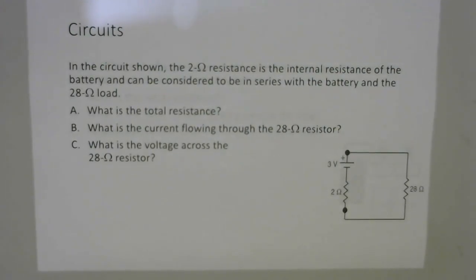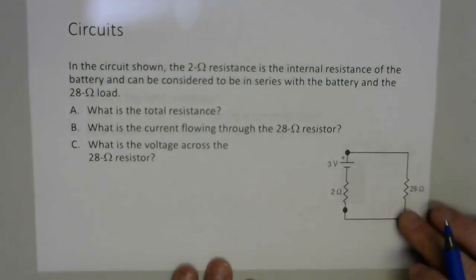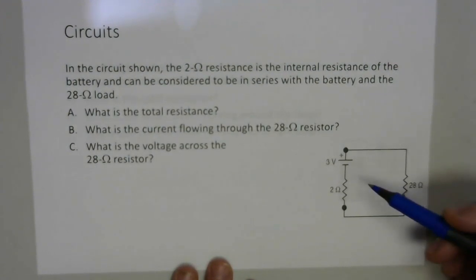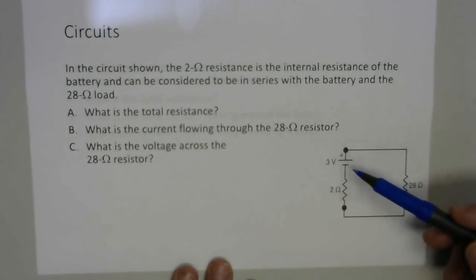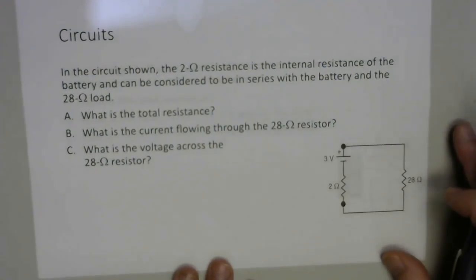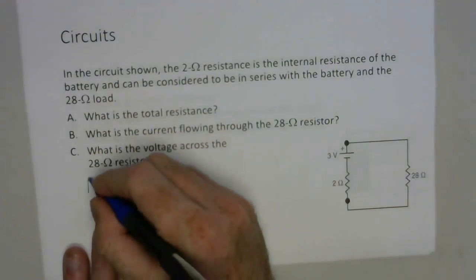This is a brief tutorial on circuits, series, and parallel, and we'll work in some Ohm's law. In this case, we've got a circuit in series. We've got 28 ohms of resistance on the circuit. We've got a 2 ohm resistance. That's the internal resistance of the battery, which we'll consider to be in series. So what's the total resistance of the battery?